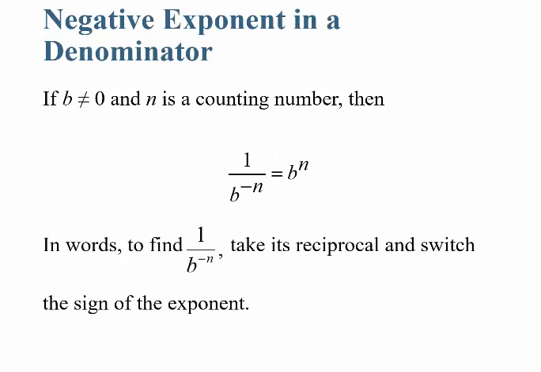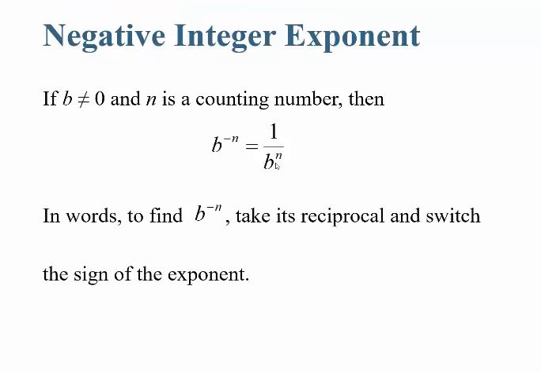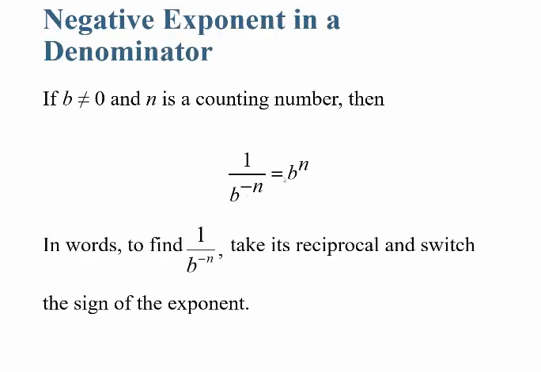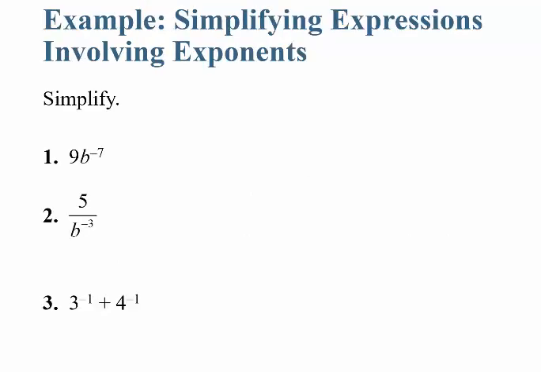All right, the flip side also holds. So if you have 1 divided by b to the negative n, it comes up and it's equal to b to the nth power. So in other words, to find 1 divided by b to the negative n, take its reciprocal and switch the sign of the exponent. So to make it positive, bring it down. Or if it's already down, to make it positive, bring it up. That's my trick to remember.